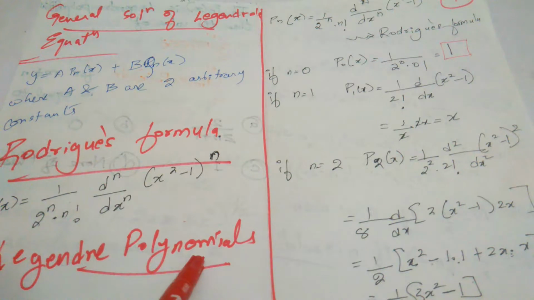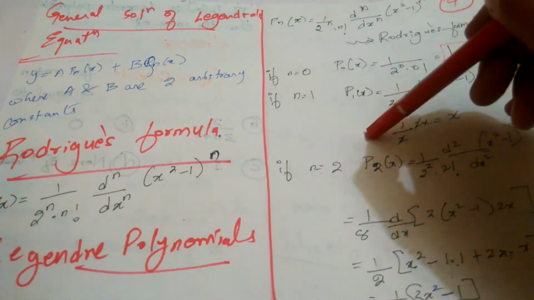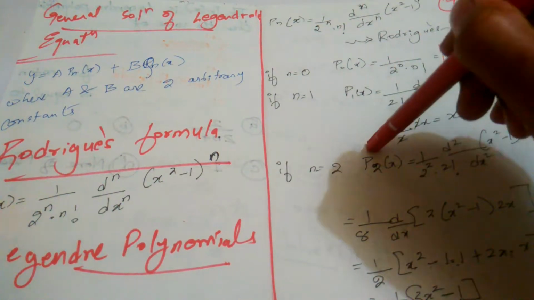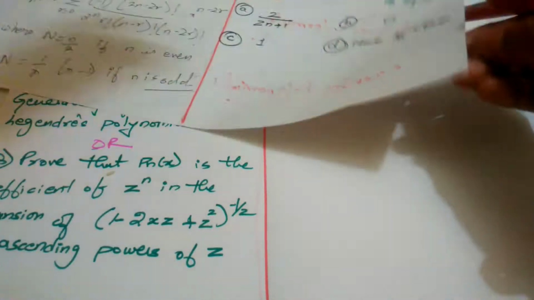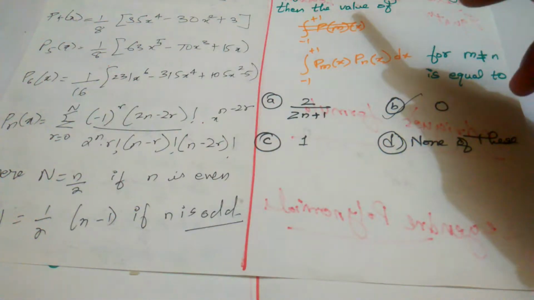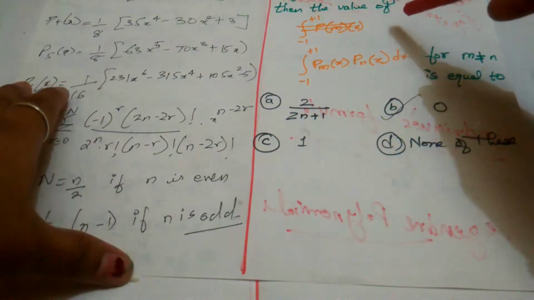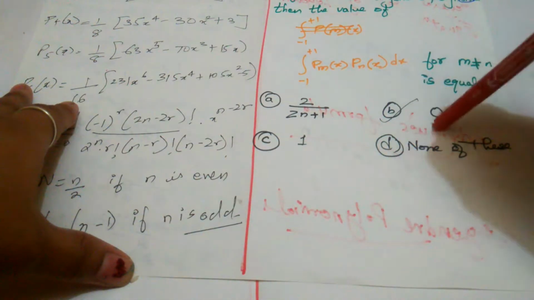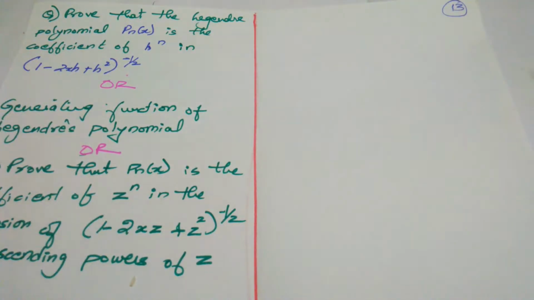And then we have derived the Legendre's polynomial till the value of n equal to 6. Then we have solved the orthogonality of Legendre's polynomial. Here we have proved that this value is equal to 0. So as I said at the start, we are going to start a new topic called the generating functions of Legendre's polynomial.